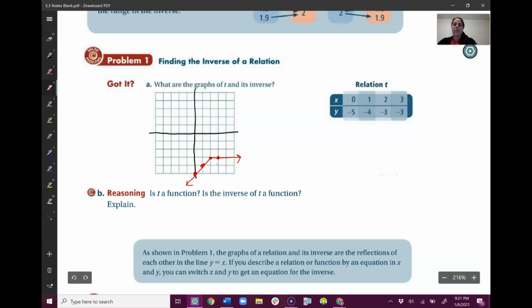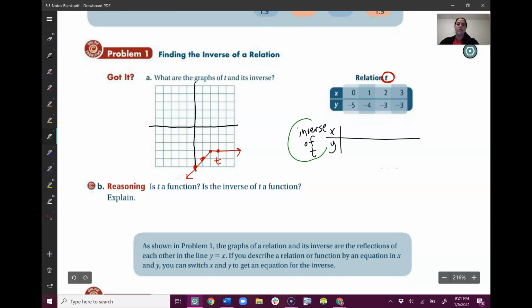And then I'm going to label it. This is T. Okay, so that is the graph of this table right here, just graphed out like you've done since 7th grade, x, y, plotted and graphed. Now, we're going to graph the inverse of T. And I'm going to do this one green so you can follow along with it a little better.